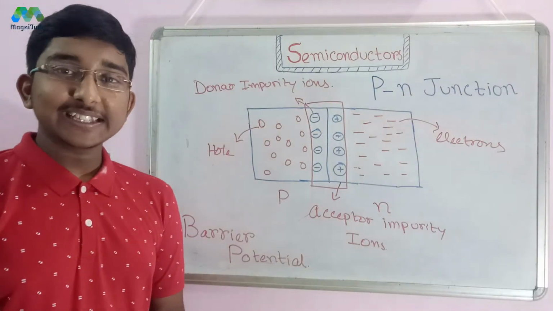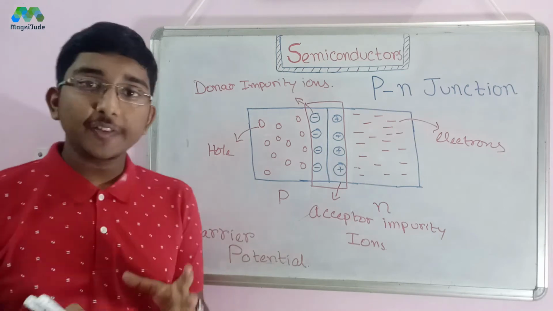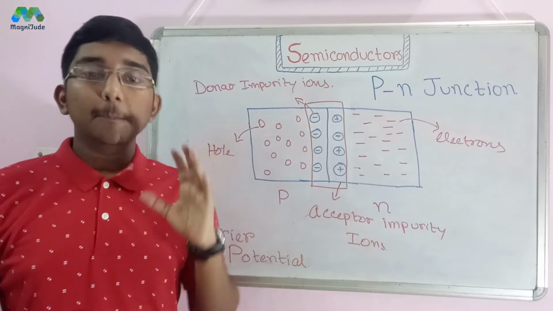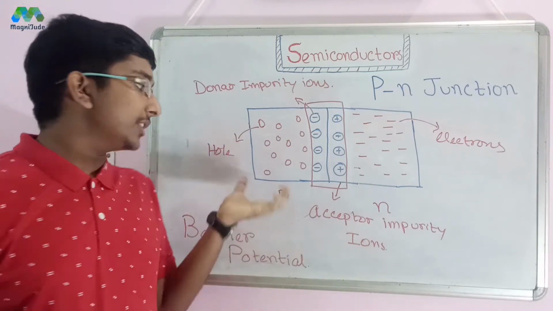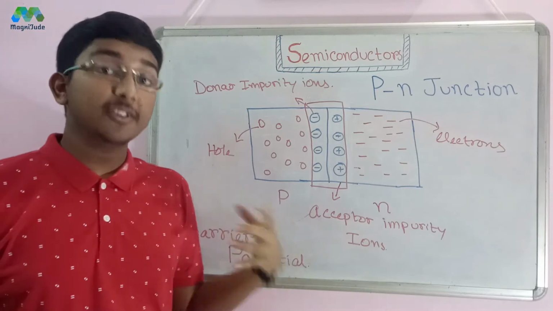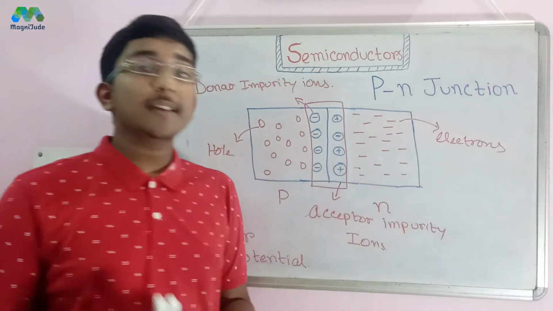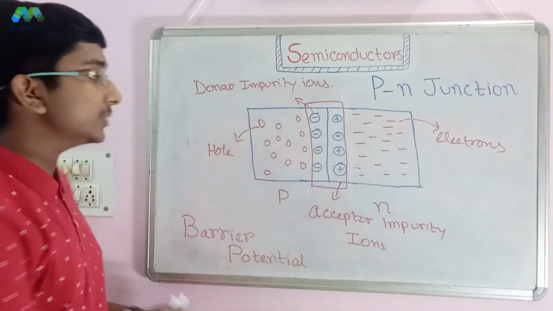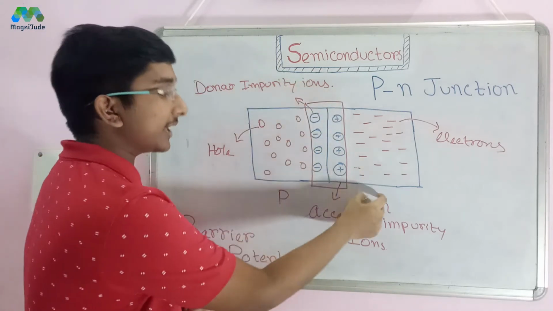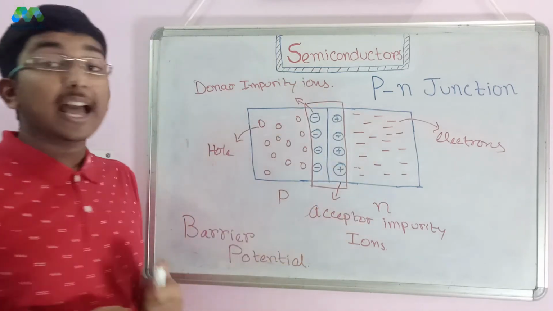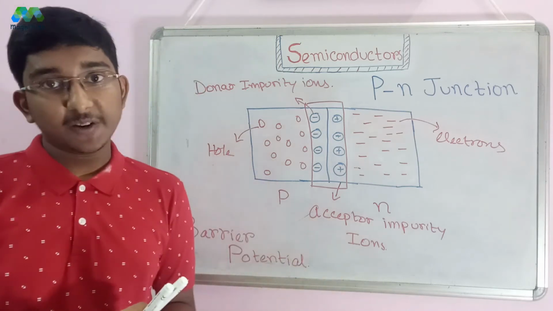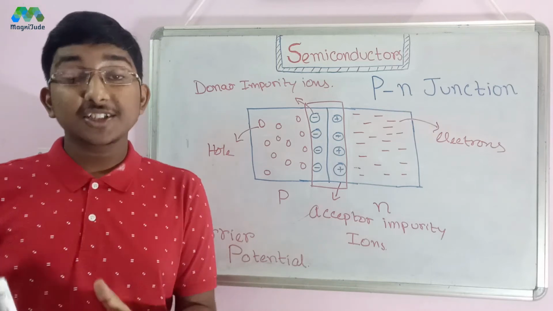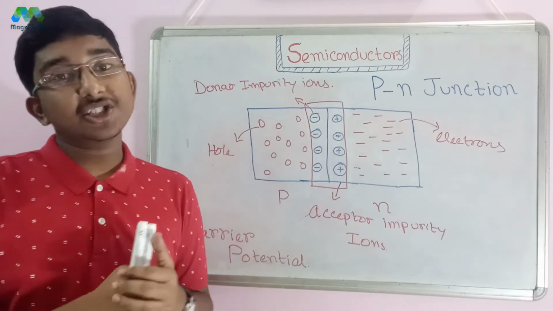But have you noticed one thing? The barrier potential always opposes the majority charge carriers from crossing the junction. But if due to some reason some free electrons are created on the P side, or some holes are created on the N side, then they will be attracted towards the junction due to these negative ions, and similarly for the N type due to these positive ions, and they will cross the junction. So the barrier potential opposes the majority charge carriers but does not oppose the minority charge carriers.